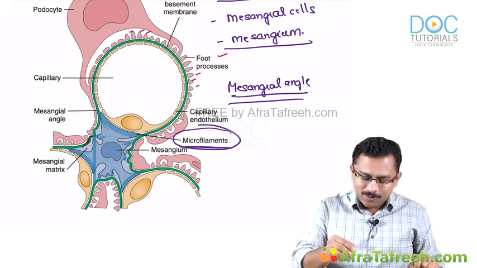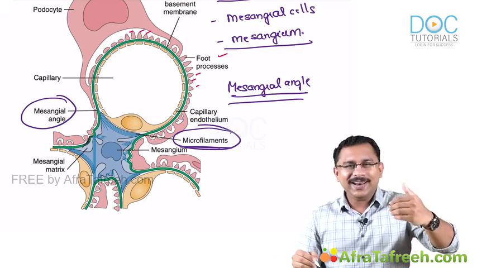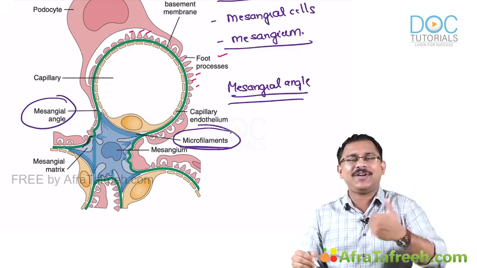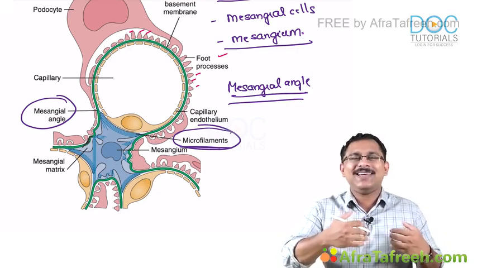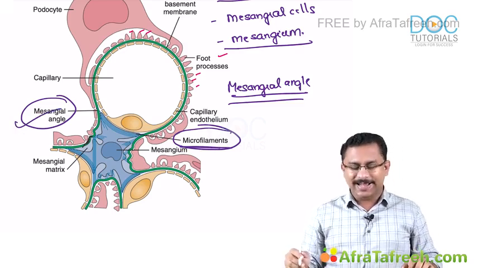And what is this term mesangial angle? It is that region where the glomerular basement membrane deviates away from the capillary endothelium to move and cover the mesangium. So that region is what you call the mesangial angle.